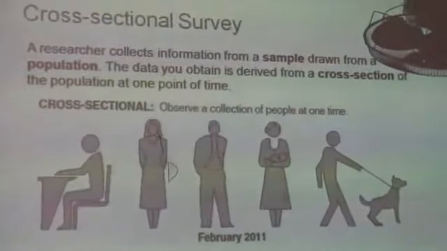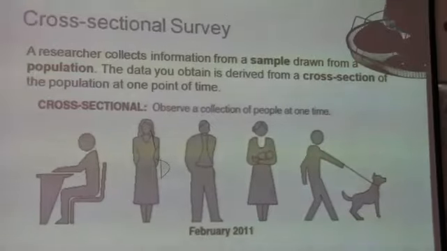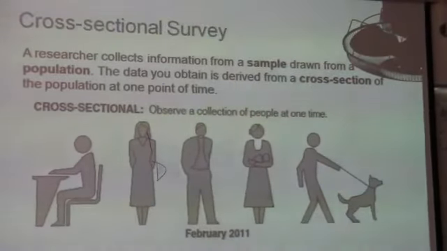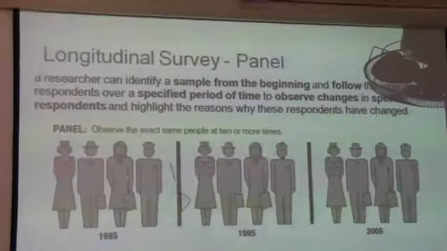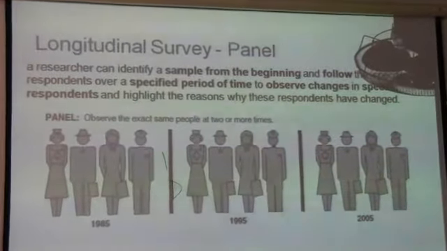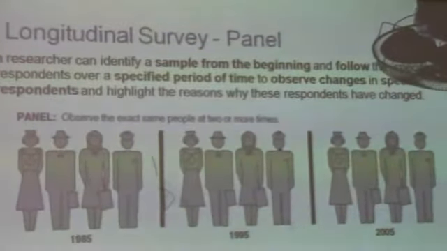So you observe a collection of people at one time. Then you can have a longitudinal study. A longitudinal study, you can either focus on a particular group of people and keep the same group of people throughout time. Call that one a panel study. So you take a panel, A, 1, 2, 3, and then use those same 1, 2, 3 at different times. You come each time focus on the same group.